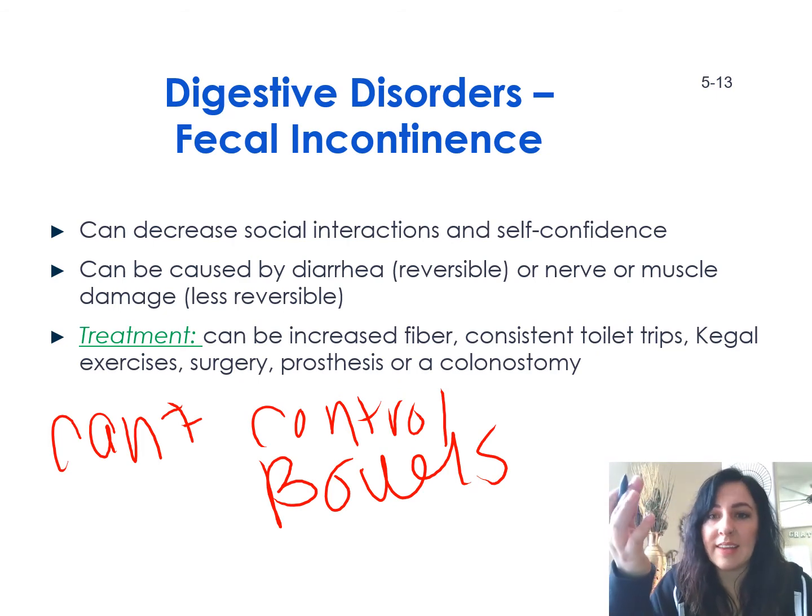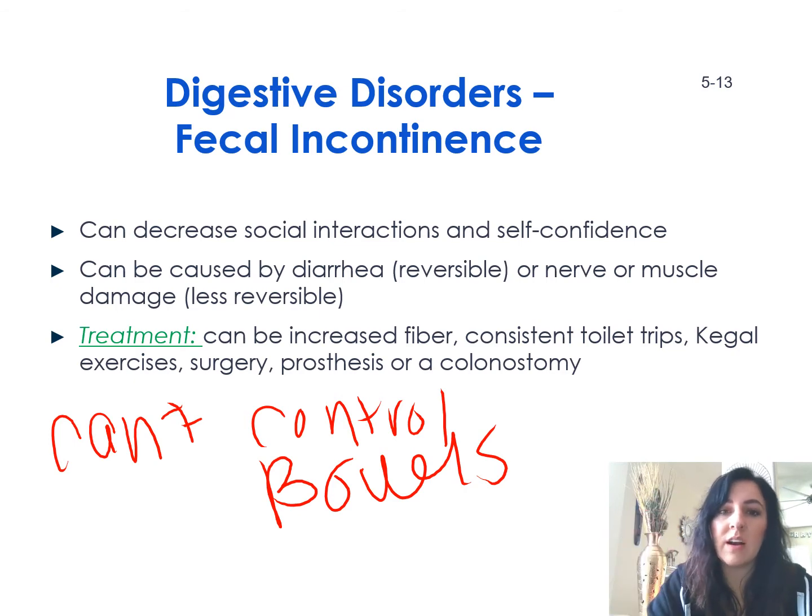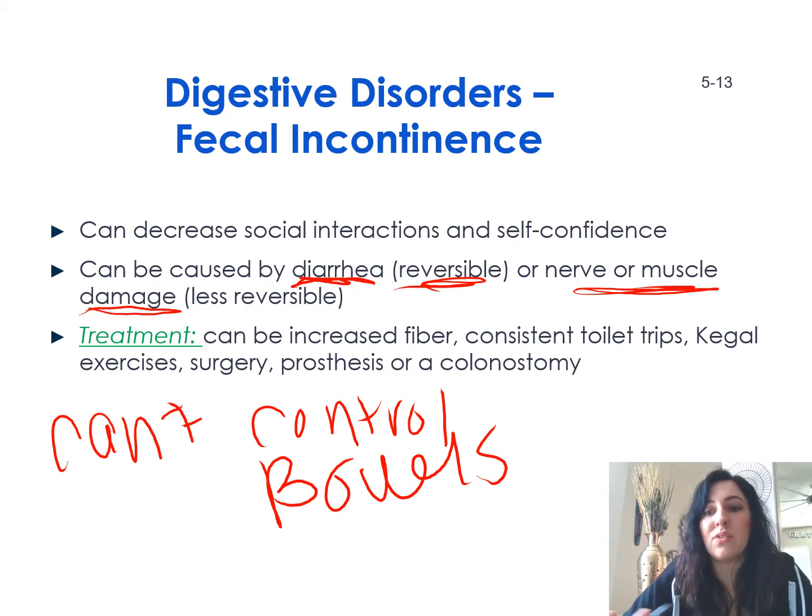Well, it can be caused by diarrhea, or it can be caused by nerve or muscle damage. If it's caused by diarrhea, then it's actually reversible. You can treat that, you can fix the problem and you're good, right? If it's caused by nerve or muscle damage, that's not really reversible. We can't really fix that problem. The best we can do is medication, pretty much, or surgery.